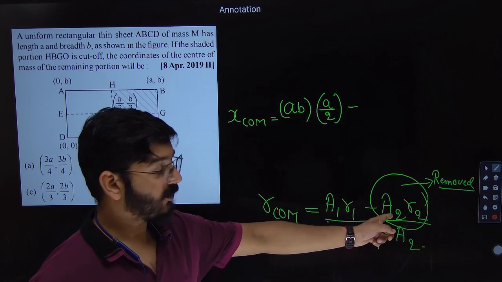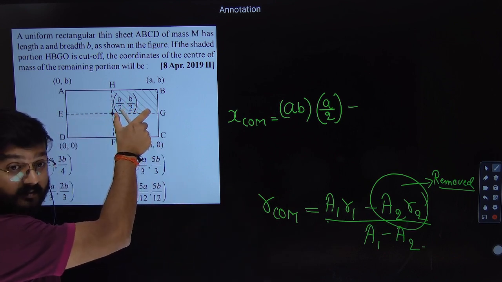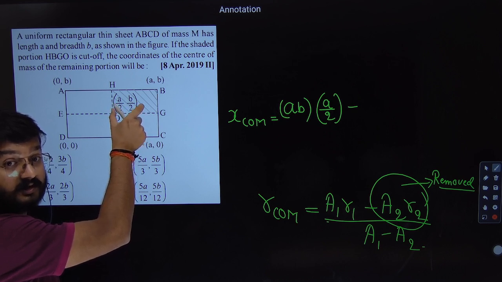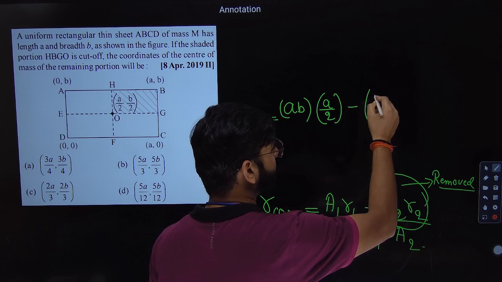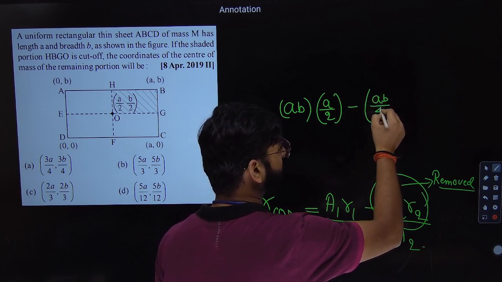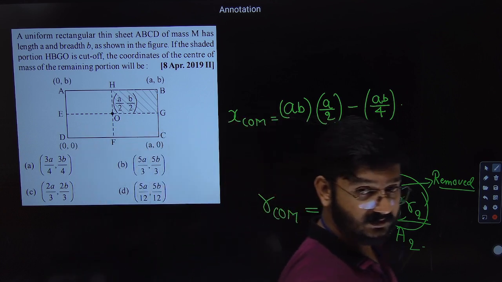So what is the area of the part which is removed? This much part is removed. This is how much area? 1/4 of the total area. What is the total area? AB. So this will be AB by 4. Any problem? Anyone in the class?